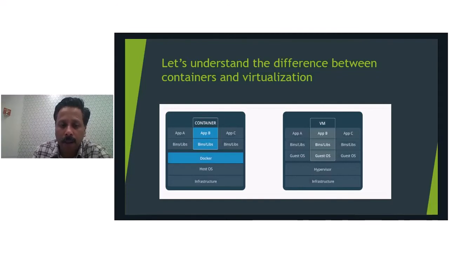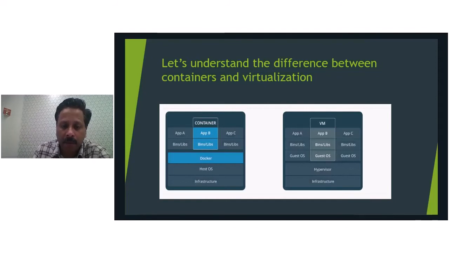But look at the container difference. Okay, you have infrastructure, you have host OS, and on top of that Docker is sitting. Then you are hosting your containers on top of that, and a container doesn't contain a separate guest OS. That means the host OS kernel is shared with the containers as well, right? So containers are lightweight compared to VMs, and it is easy to distribute, and you can have more containers than VMs. So these are the benefits really.